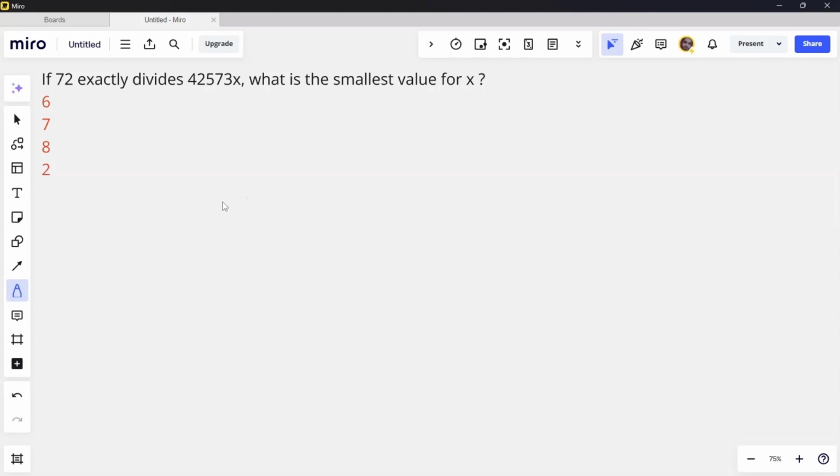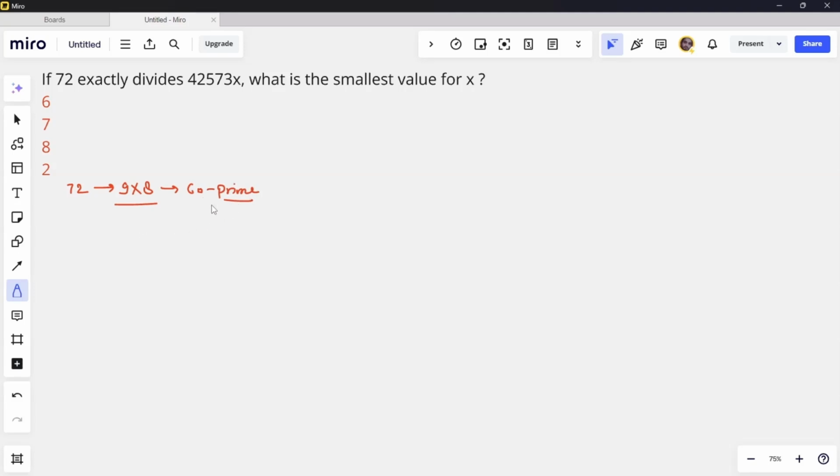So as you can see, this is our question. If 72 exactly divides 4257x, what is the smallest value for x? Let me tell you, the number is 72. And what is 72? 72 is nothing but 9 into 8, and these are co-prime.